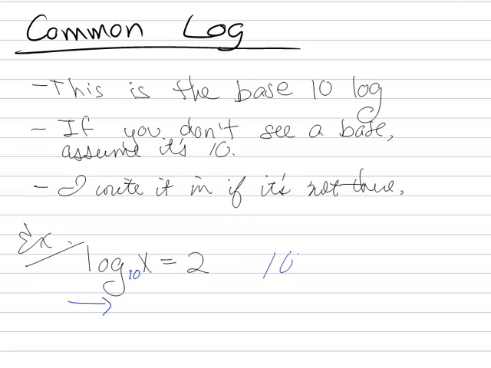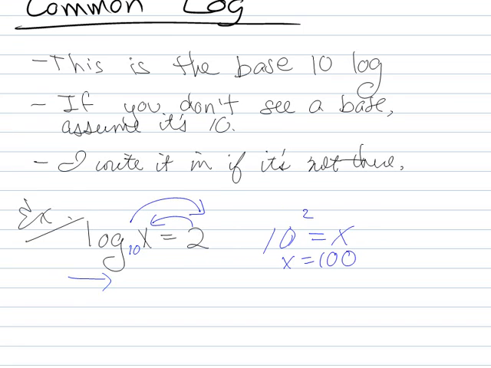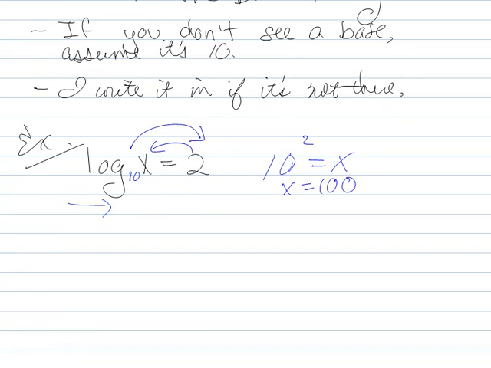10 squared coming back is x. So x is 100. So the point is not to get too caught up on this extra special base thing, because if you just write it in, it really doesn't require any additional effort.